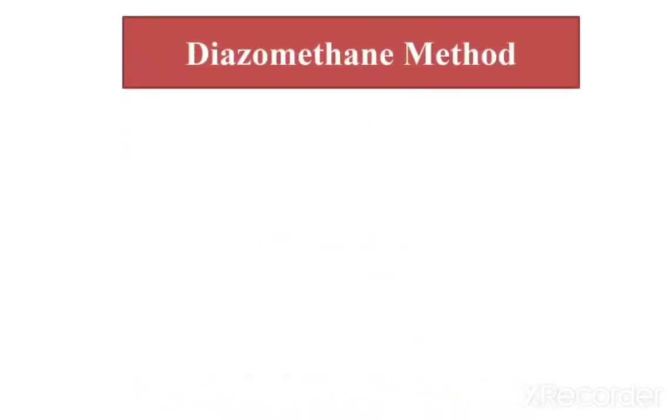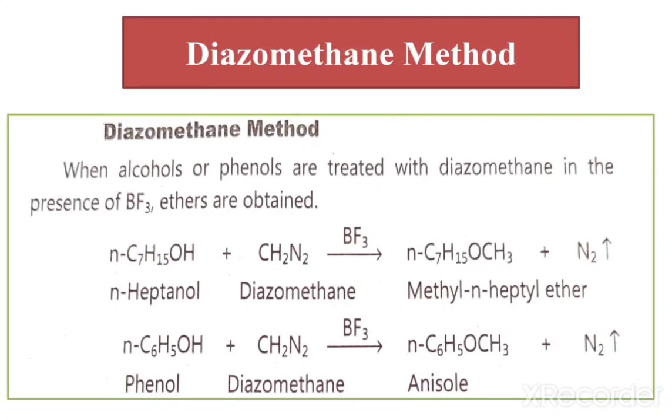Next, the diazomethane method. In the case of the diazomethane method, when alcohol or phenol is treated with diazomethane in the presence of BF3, boron trifluoride, ethers are obtained. It's a very simple reaction. Here, this alcohol, that is n-heptanol, plus diazomethane. In the reaction between n-heptanol and diazomethane, we get methyl n-heptyl ether. That means there is formation of the ether plus liberation of nitrogen gas.